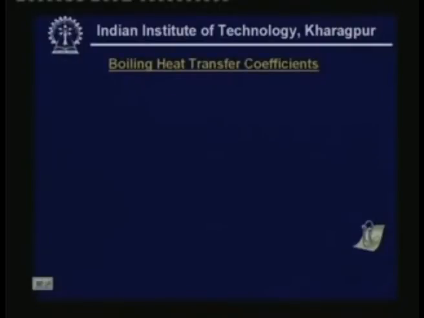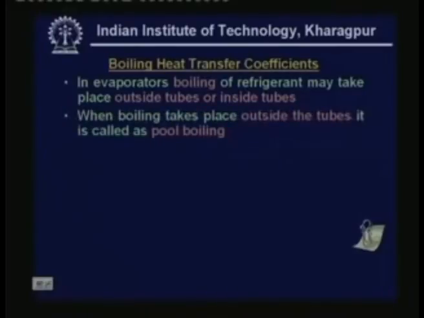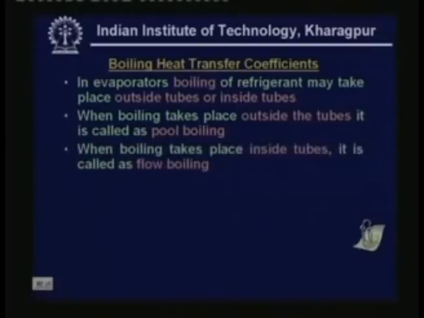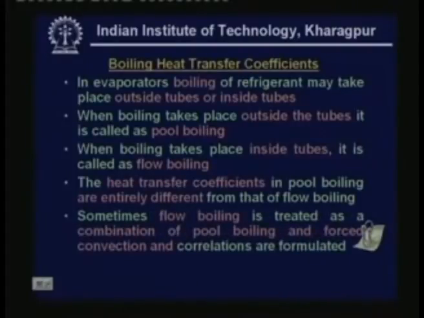Now let us look at boiling heat transfer coefficient, that means heat transfer on the refrigerant side. In evaporators, boiling of refrigerant may take place outside tubes or inside tubes. When boiling takes place outside the tubes, it is called pool boiling. You might have studied this in your basic heat transfer course, pool boiling. When boiling takes place inside tubes, it is called flow boiling. The heat transfer coefficients in pool boiling are entirely different from that of flow boiling. Okay. Sometimes flow boiling is treated as a combination of pool boiling and forced convection, and correlations are formulated based on this model.